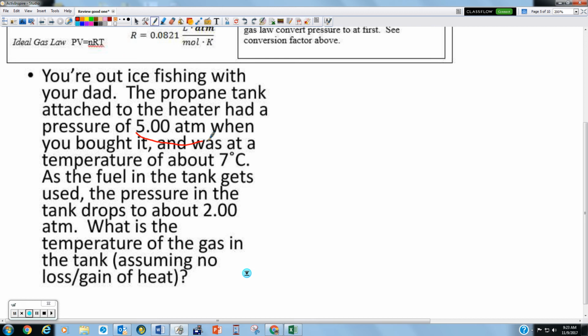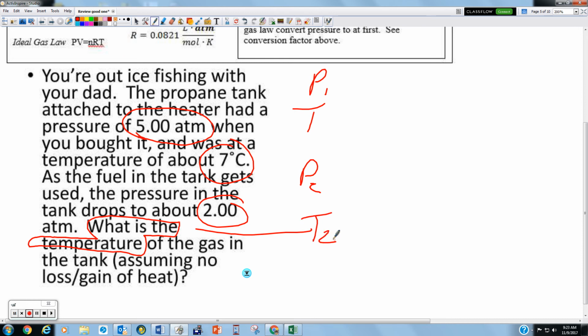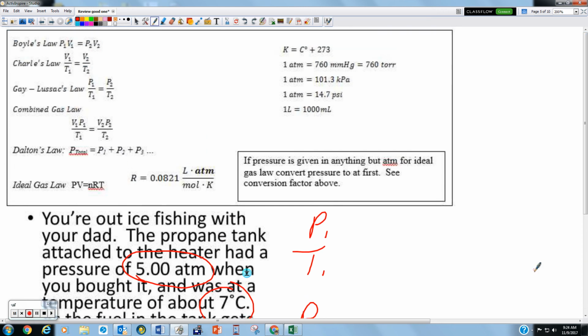So we have a pressure, we have a temperature, we have a P2, so now I'm going to call that P1, and we want to know what is the temperature. So that means we have a T2, so we'll call that T1. So based on this information, which gas law deals with pressure and temperature only? Right here.